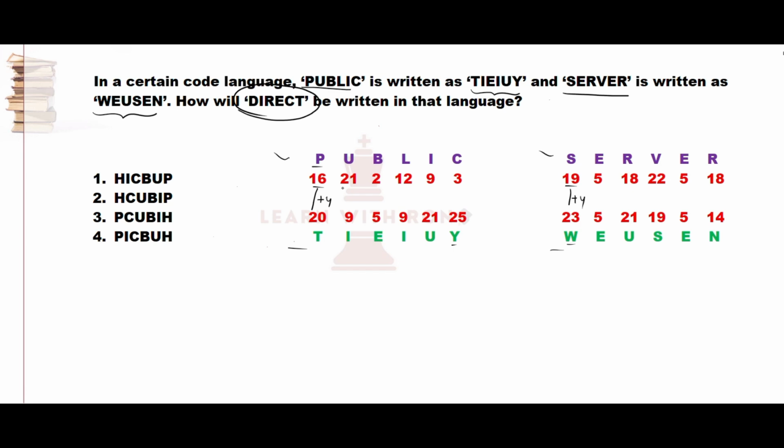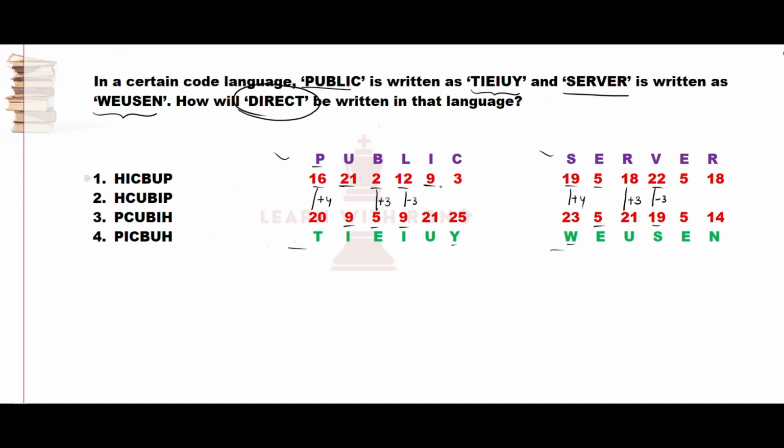See the second letter 21, 9. See the second letters of server 5 and 5. So there is no such pattern. Let's move for the third letter. Here 2, 5. They added 3. 2 plus 3, 5. Similarly, 18 plus 3, 21. See the next letter 12, 9. 12 minus 3 is 9. Here also 22, 19. 22 minus 3, 19.